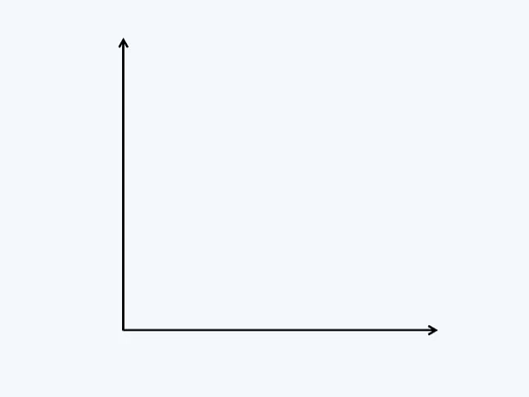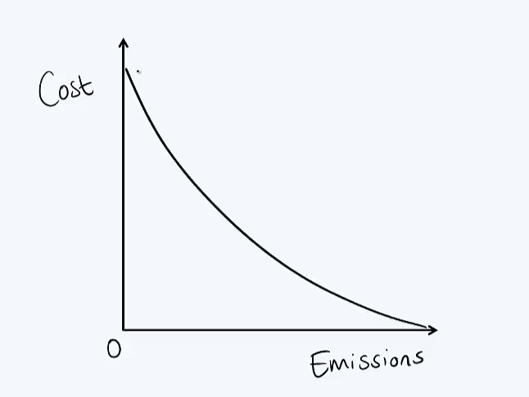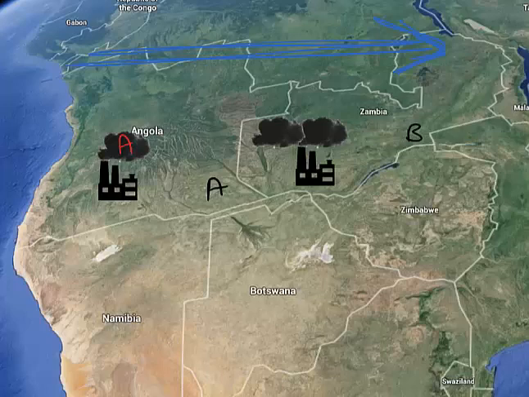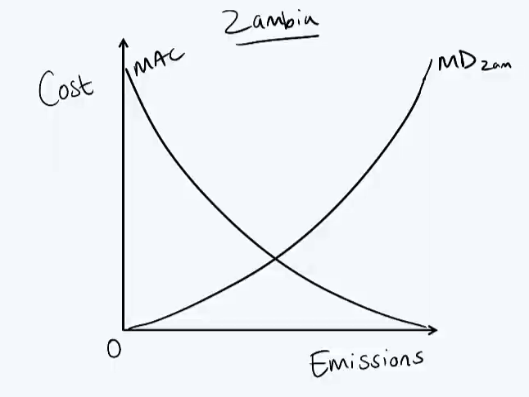Let's label the axes first. The marginal abatement cost curve is just a normal one. But then we have the marginal damage curves, and I want to focus now on the country Zambia. So let's say the marginal damage curve of Zambia is over here. So this is only the pollution that's actually caused by Zambia. So it's only the B or Zambian pollution, right?